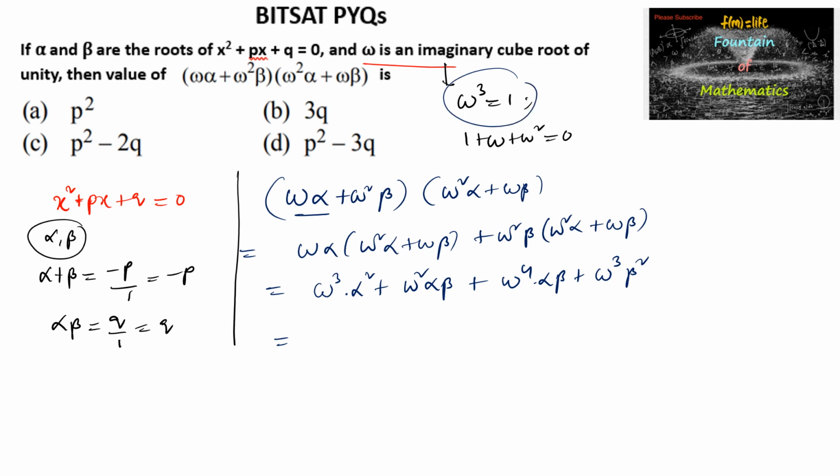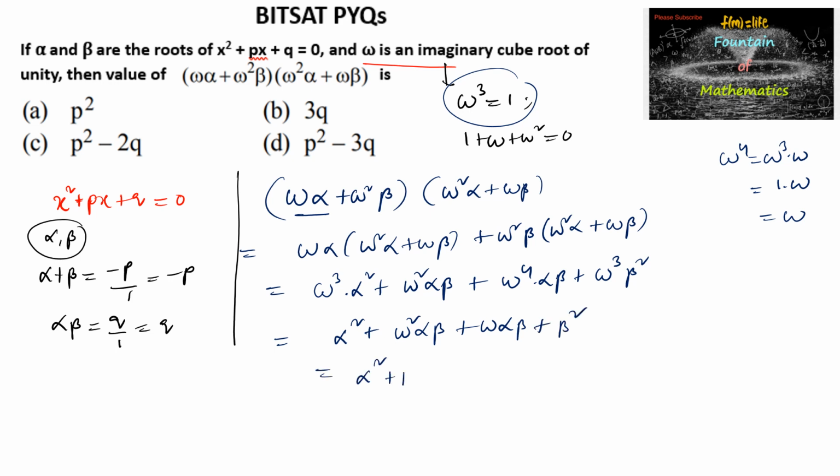Since omega cube is 1, omega power 4 we can write as omega cube into omega, that is 1 into omega, which is omega. So omega power 4 I can write as omega, and omega cube is 1. So 1 into alpha square, and here omega square alpha beta, and omega power 4 is omega alpha beta, and omega cube is 1. Or we can write alpha square plus beta square, alpha beta taken common, omega plus omega square. So we can write alpha square plus beta square.